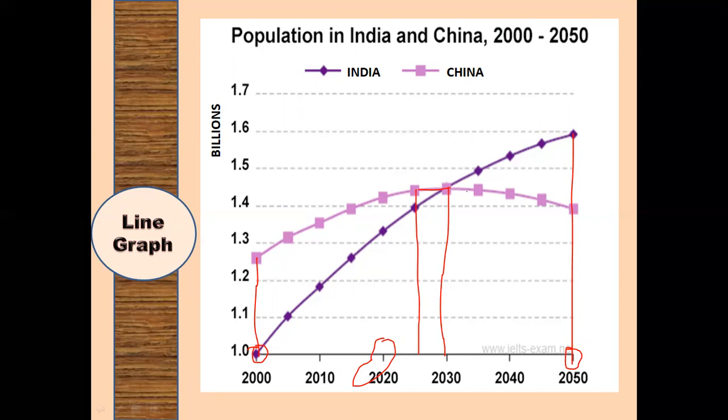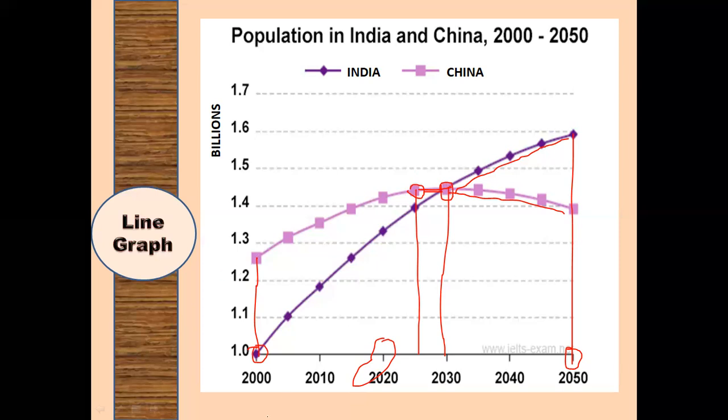But what you notice here is that from 2030, the graph of India is going up. It is more than China's population. And what you see, China's population is coming down after reaching its peak point. This is called the peak point, and it remains the same until 2030. 2030 is the peak time, and after that it will start coming down. So this is represented here.